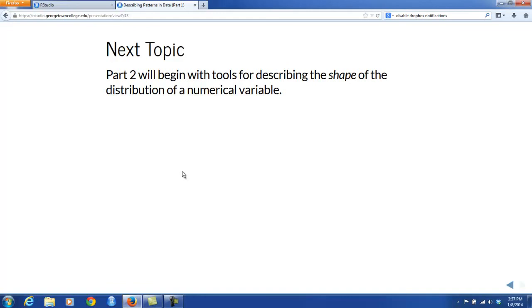So in the next part, we will begin with some tools that address this question: how do you describe the shape of the distribution of a numerical variable?